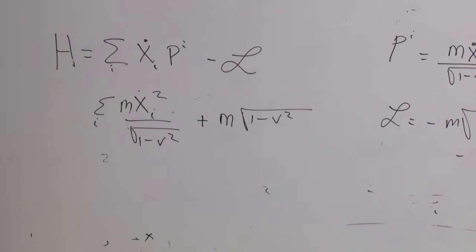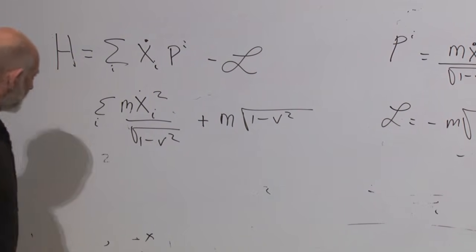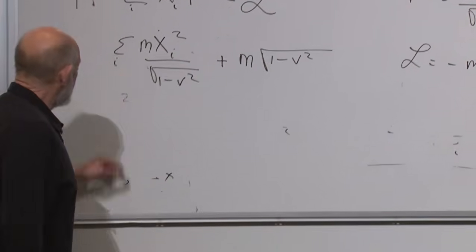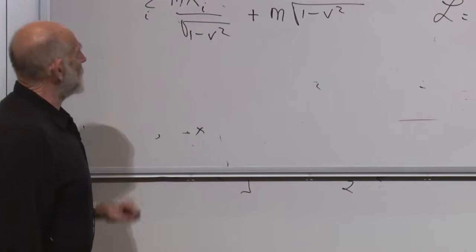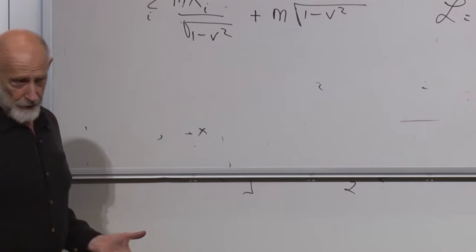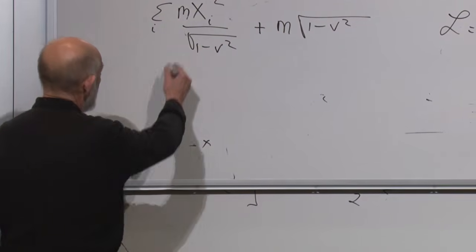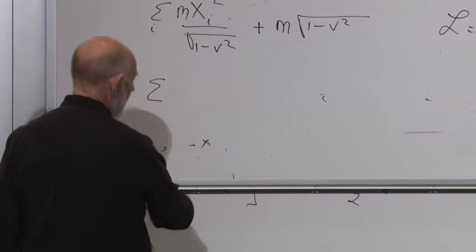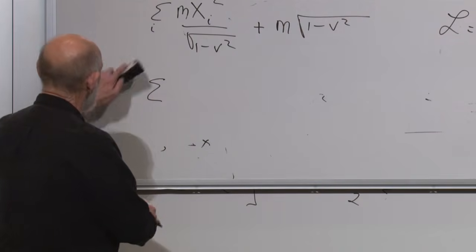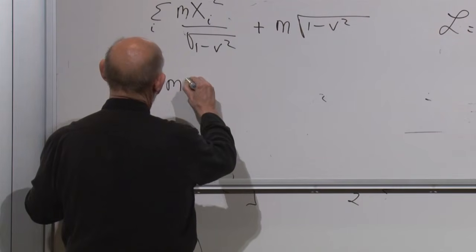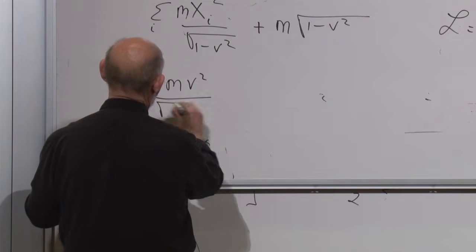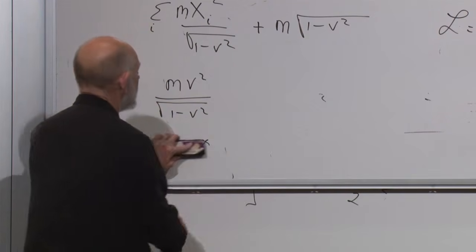Looks like a bit of a mess, but it is not. It is simple. First of all, x sub i dot squared. That's just the total velocity squared: x dot squared plus y dot squared plus z dot squared. That's what I call v squared. So the first term here is not even a sum anymore. It's just m v squared over the square root of 1 minus v squared.